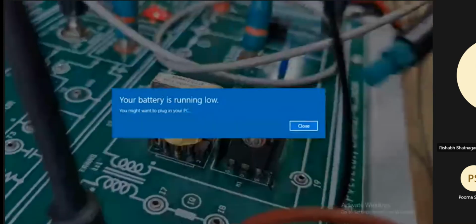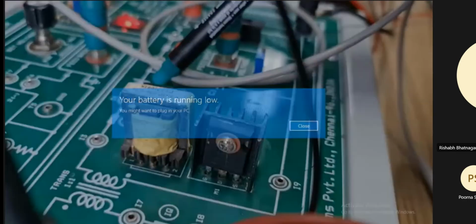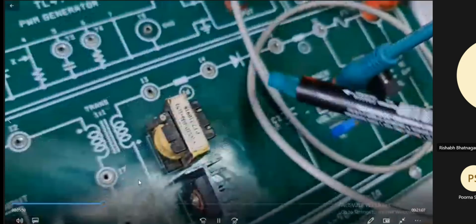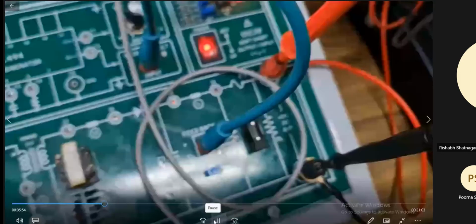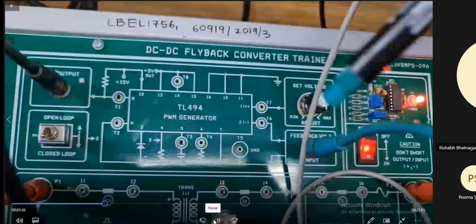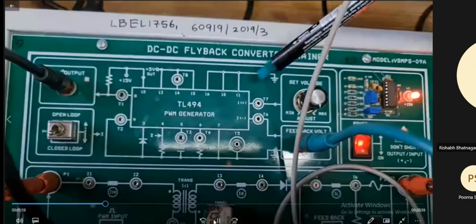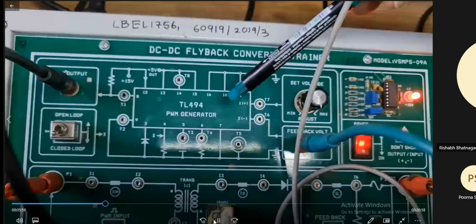It is an IRF switch. This is a 1:1 transformer, and internally a diode is connected, and these are the load terminals. This portion corresponds to PWM generation using the TL494 IC.